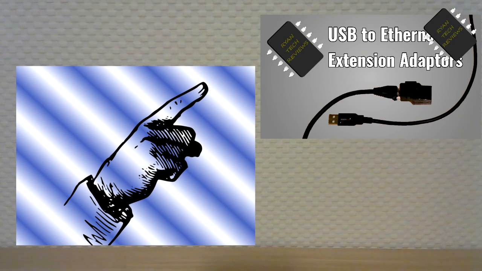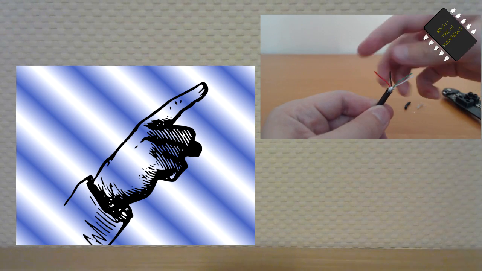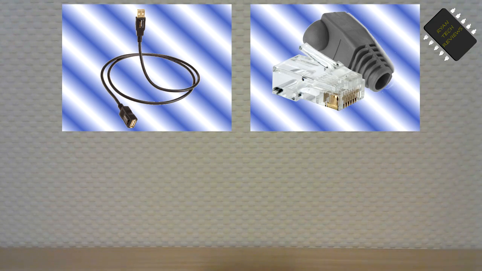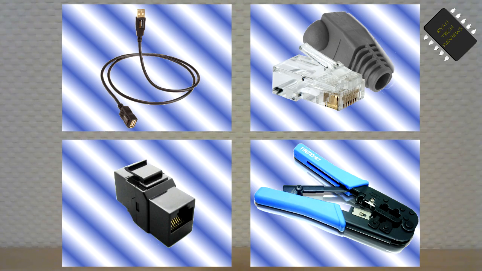If you don't have one of these adapters, then you can check out our how-to video guide here. Alternatively, I will show you how to make one as part of this video, where in addition you will need a USB cable, an Ethernet plug and boot, an Ethernet coupling block, and an Ethernet crimping tool.